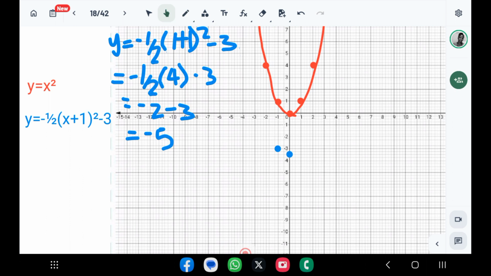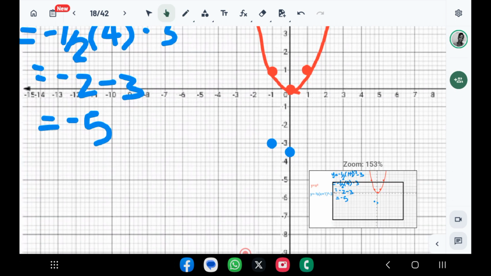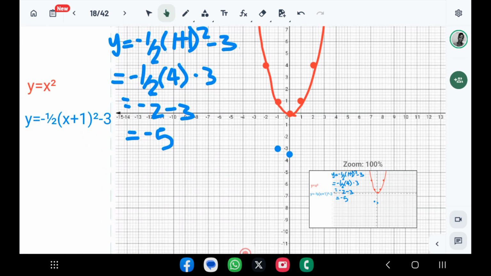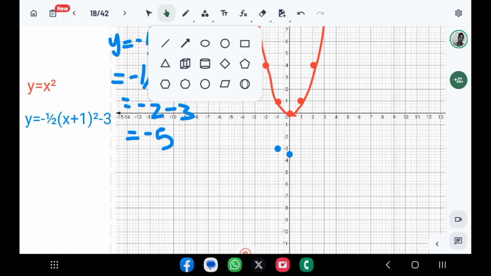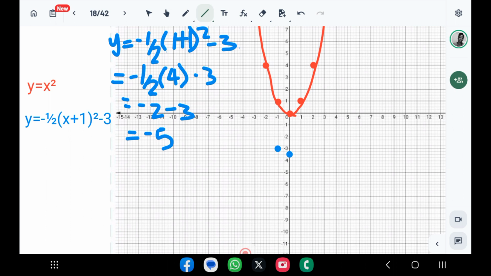But because of the axis of symmetry, the axis of symmetry is at the turning point, so let's put that down. Axis of symmetry.